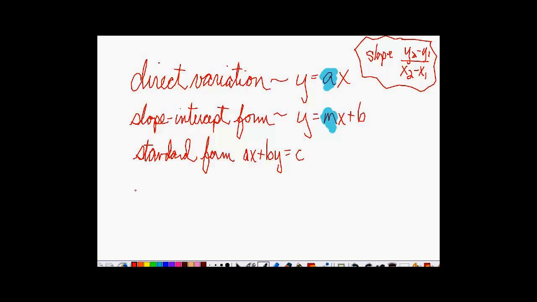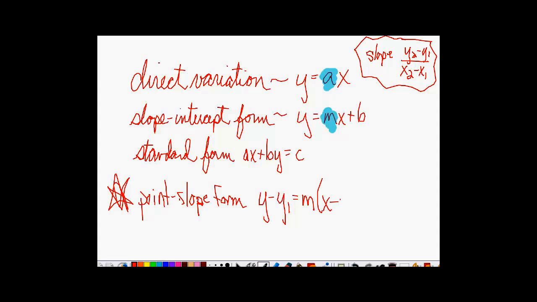There is something called, this is the new one, the point slope form. And this is what it looks like. y minus y1 equals m times x minus x1. Go ahead and get that copied down.